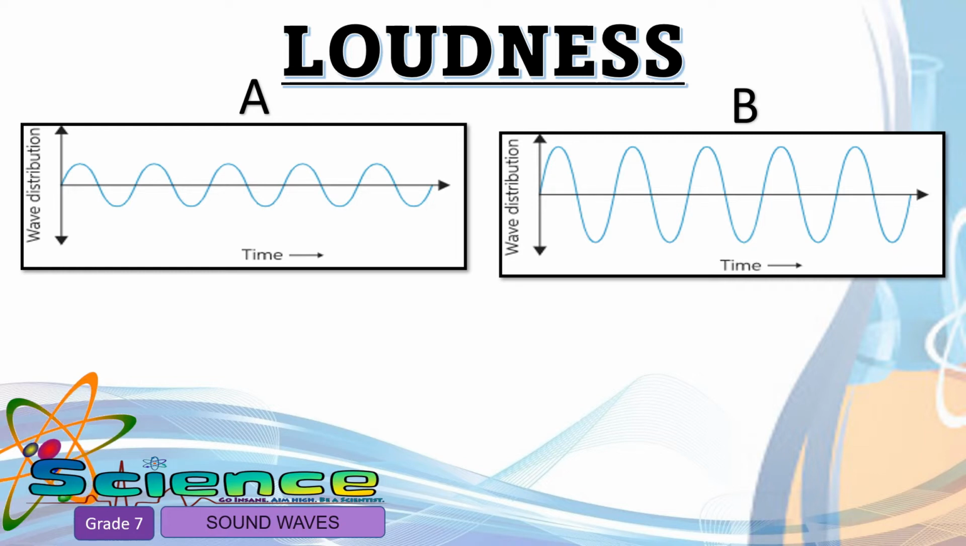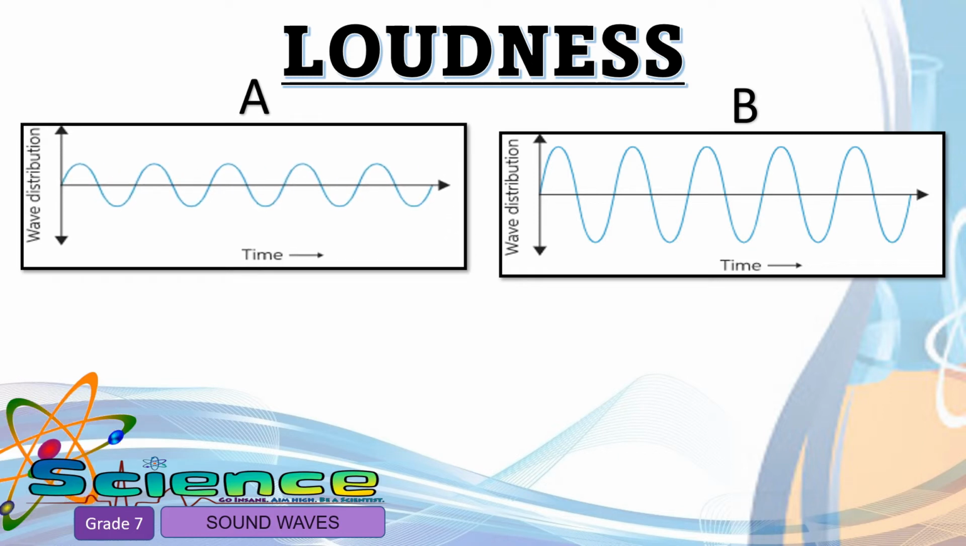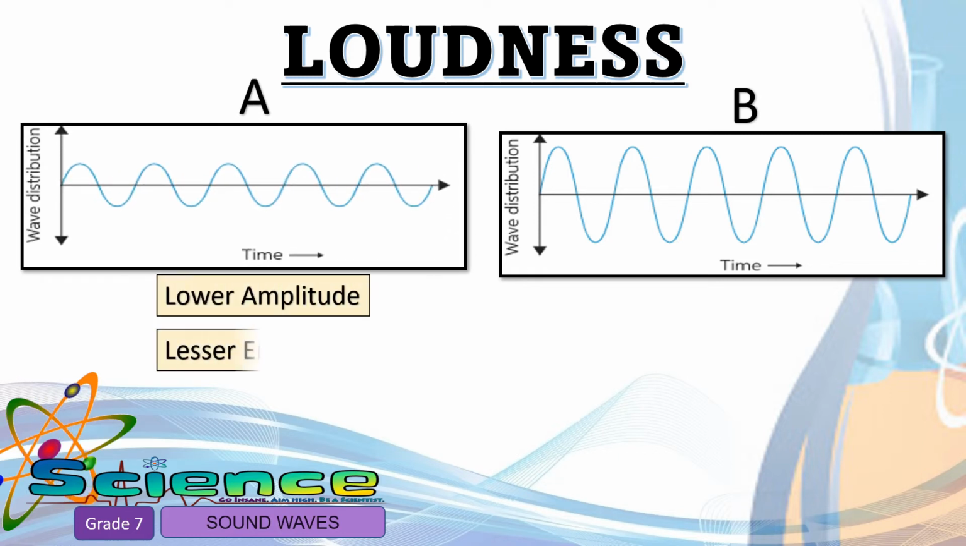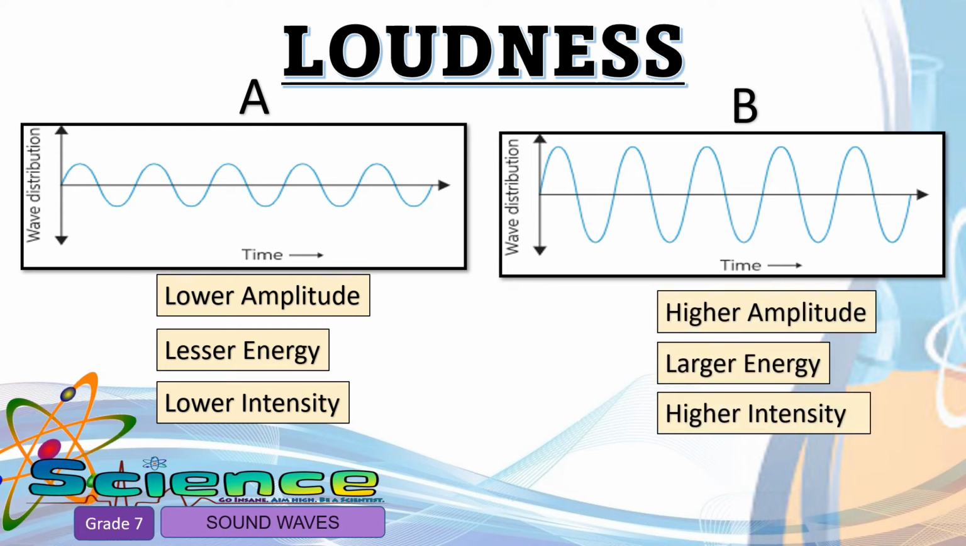Observe the following sound wave. Which do you think is more pleasant to the ears? Correct. It is picture A. Since it has a lower amplitude, therefore, it has a lesser amount of energy and has lower intensity. The sound that is produced is softer as compared to the sound waves in picture B. It has a higher amplitude and carries a large energy and has higher intensity.